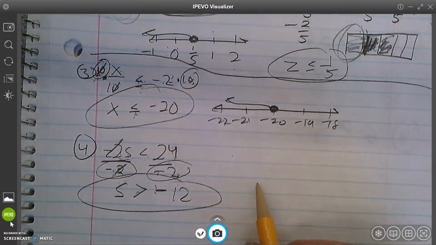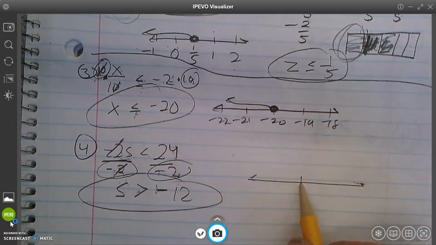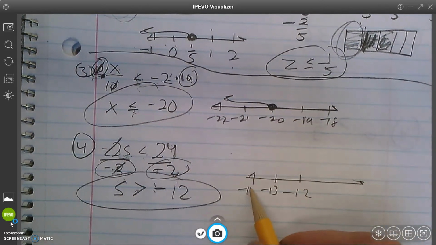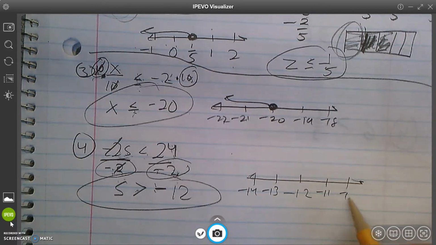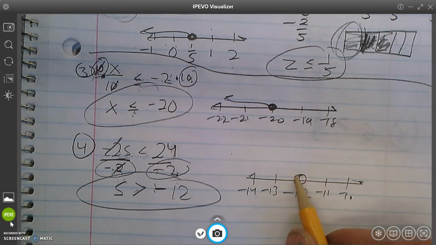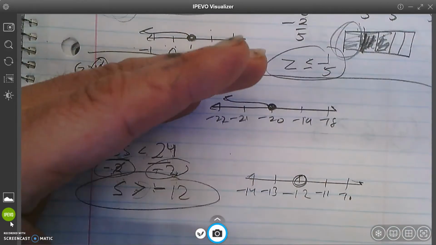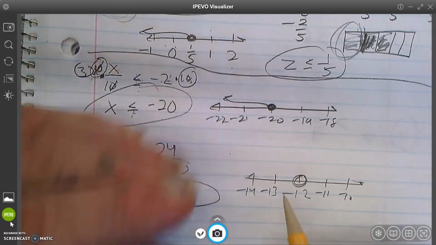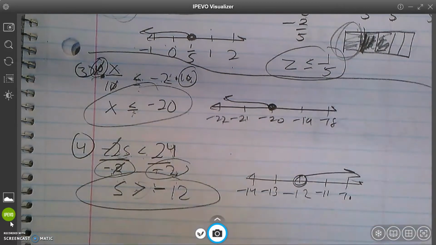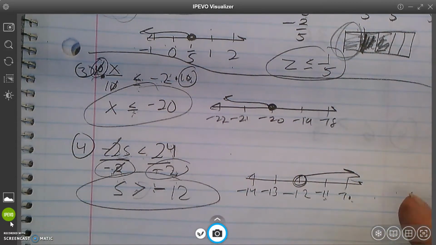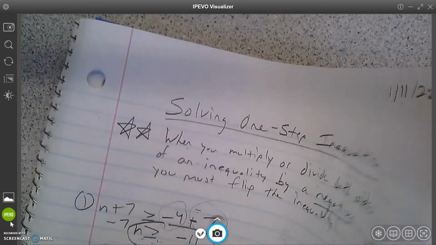This is the solution. Now I need a graph. So negative 12 here. Negative 13, negative 14, negative 11, negative 10. So s is greater than, so this is less than, so it's greater than, the numbers that are greater are on that side. Like negative 10, negative 11, 0, 100, 100.2, 1/5, all those work. Cool. All right, let's keep it going.